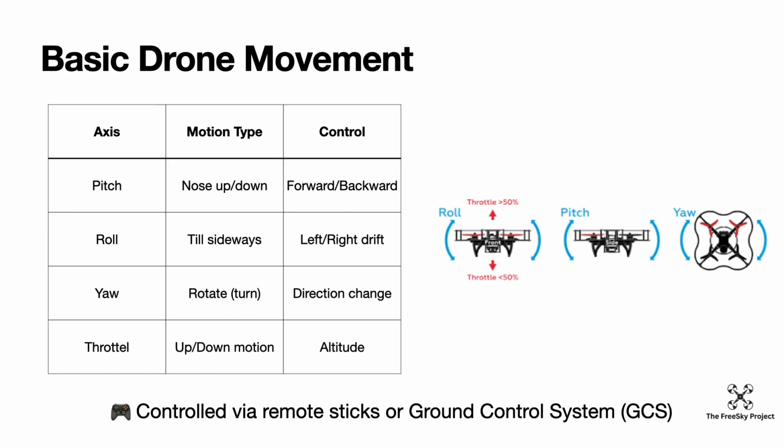Drones move around three main axes. Pitch tilts the drone's nose up or down, letting it move forward or backward. Roll tilts it sideways, moving it left or right. Yaw spins the drone left or right, changing its direction. And throttle, that's your altitude going up or down. All of these are controlled by your remote sticks, or a ground control system.